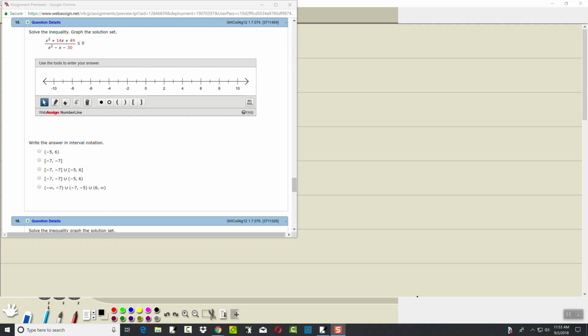Let's take a look at number 15, number 17. Unfortunately, I can't bring up the one you're actually seeing because it comes up just a black screen for some reason. But this should give you the idea of how to solve it.